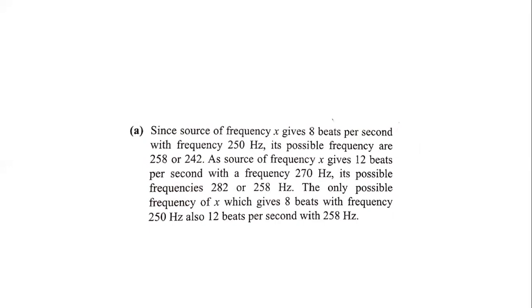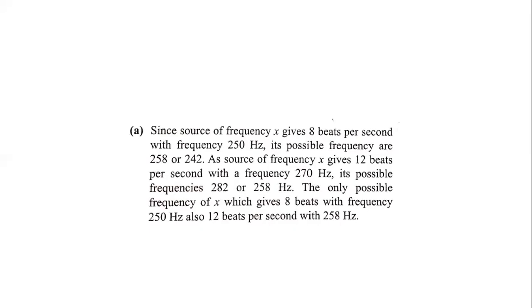As the source frequency X gives 12 beats per second with another frequency 270 hertz, its possible frequencies: now see here, if the frequency is 270 hertz and it is giving 12 beats, obviously the frequency of the other tuning fork must be either 282 or 258 hertz.